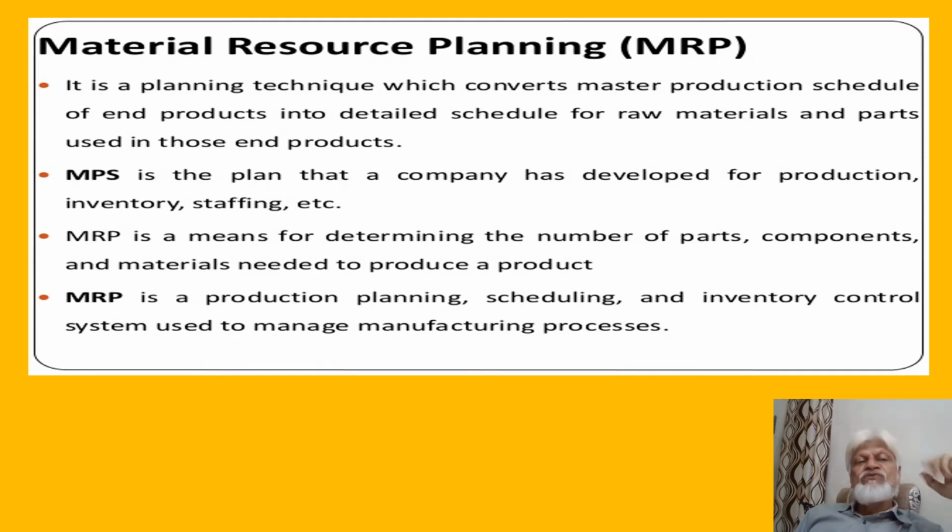In some terms, it is also called the MPS, the plan the company has developed for production, inventory and staffing, etc. MRP is a means to determine the number of parts, components and material needed for production. MRP is a production planning, scheduling, and inventory control system used to manage the manufacturing process.